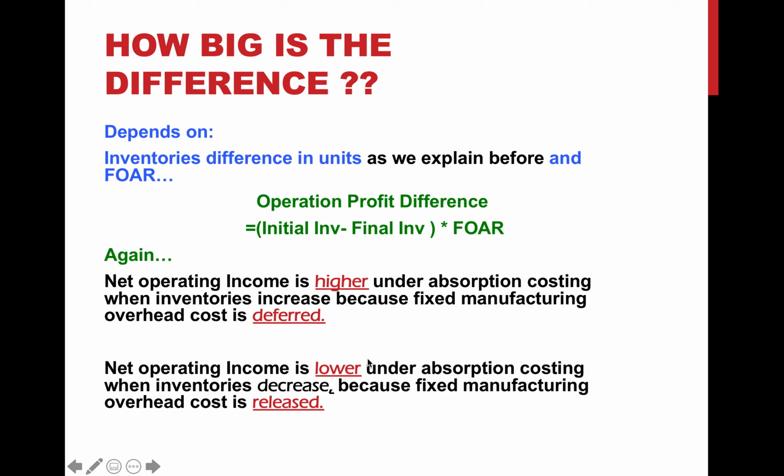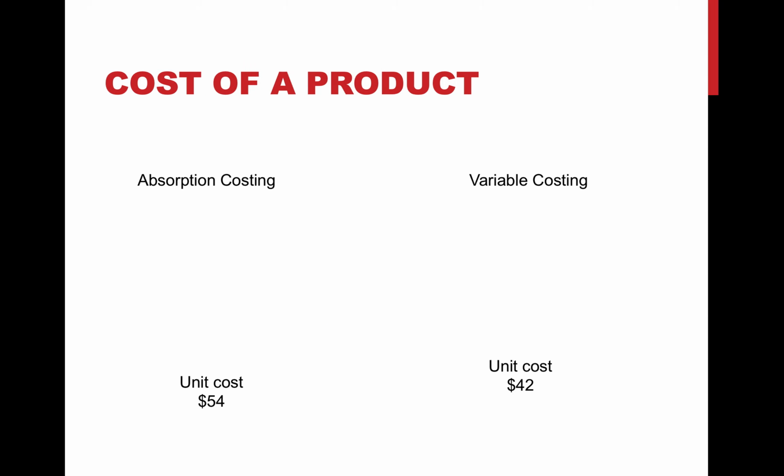The net operating income is higher under absorption costing when inventory increases because fixed manufacturing overhead is deferred to a future period, and net operating income is lower under absorption costing when inventories decrease because fixed manufacturing overhead is released from a past period to the present, increasing the cost of goods sold.